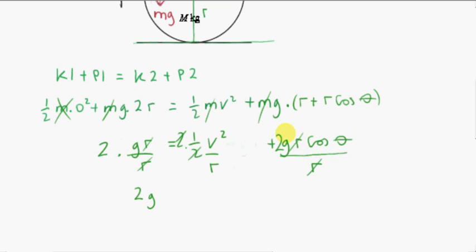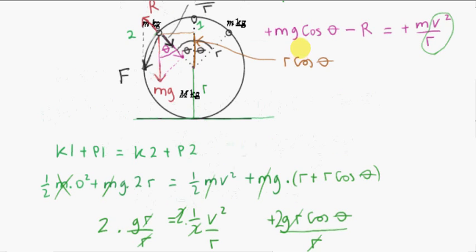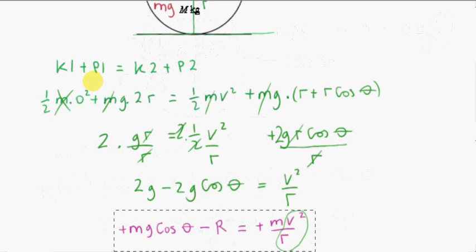So I'll bring over this term here. This is 2g cos theta. And on the right hand side we have v squared over r. Okay, I'll copy this thing down.